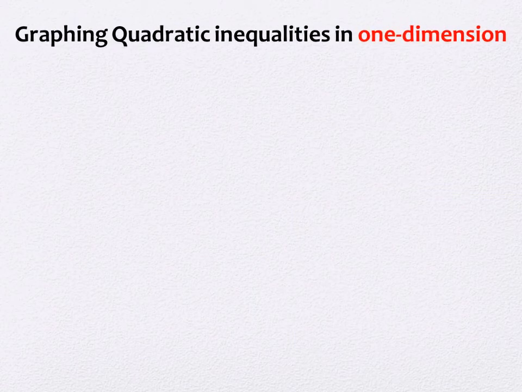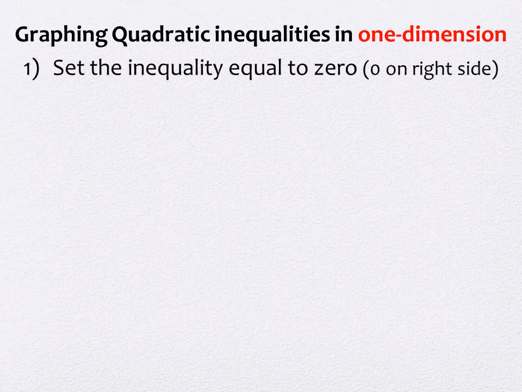When graphing quadratic inequalities in 1 dimension, we have to follow some similar steps. The first step is we need to set the inequality equal to 0. In particular, we're going to get the 0 on the right-hand side. This is going to help us develop our solutions later.